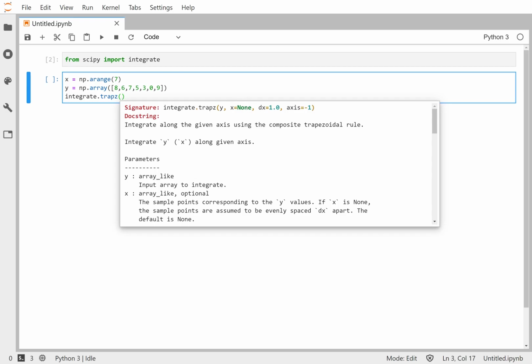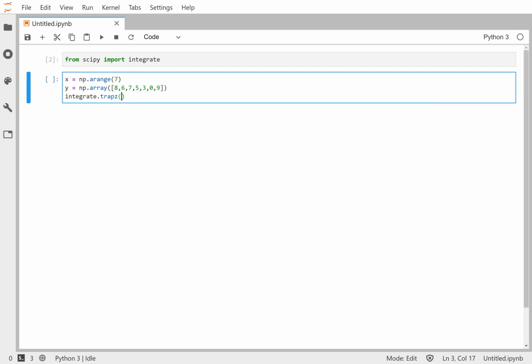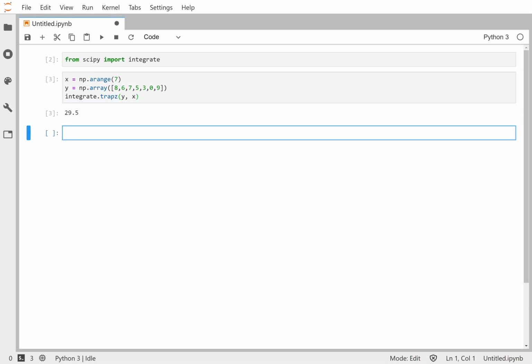So you'd want to include them in most cases. So we're going to do integration of y with respect to x and let it print out the results. The integral of Jenny's phone number is 29.5, right? So now you know.